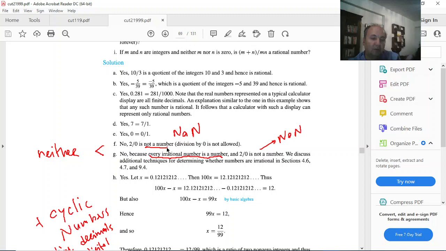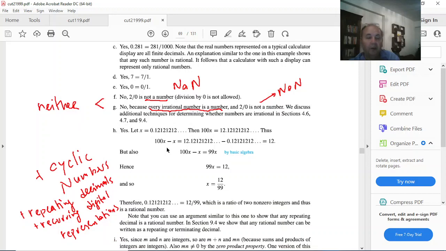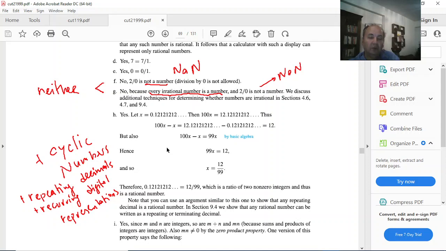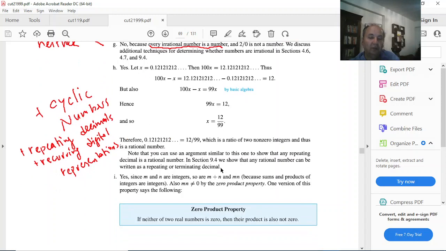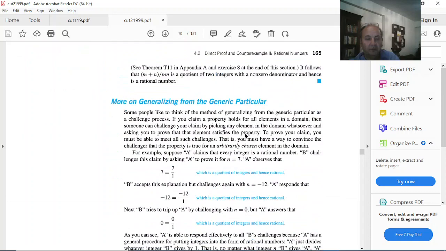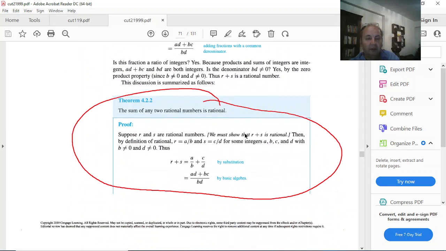Neither. Yeah? This is cyclic, repeating decimals or recurring digital representation. It's all the same. You will see the repeating pattern, and you can easily obtain this one by high school knowledge. And this is, of course, rational numbers, cyclic numbers or repeating decimals. It's the rational numbers, don't worry. And the sum of any two rational numbers is rational because when you sum it up, with integers multiplication and addition, you will get an integer. Multiplication of integers gives an integer. Integer divided by integer is the definition of the rational number, so basic algebra.